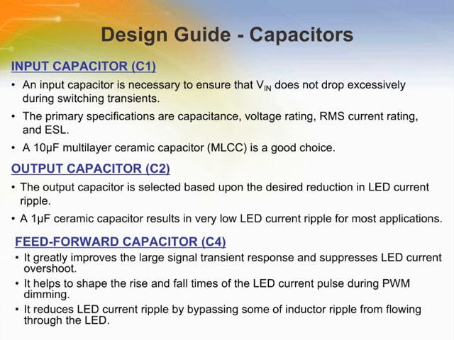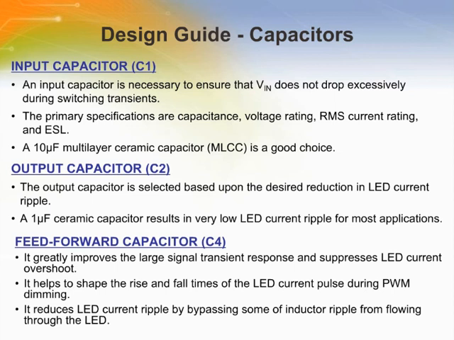An input capacitor is necessary to ensure that Vin does not drop excessively during switching transients. The primary specifications of the input capacitor are capacitance, voltage rating, RMS current rating, and equivalent series inductance, ESL. A 10 microfarad multi-layer ceramic capacitor, MLCC, is a good choice for most applications. The output capacitor is selected based upon the desired reduction in LED ripple current. A 1 microfarad ceramic capacitor results in a very low LED current ripple for most applications.